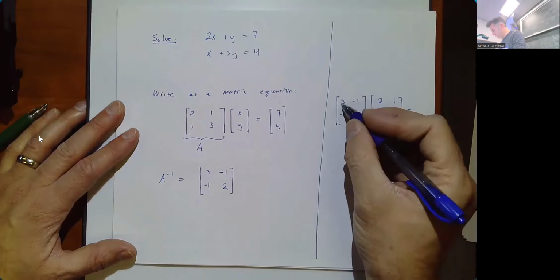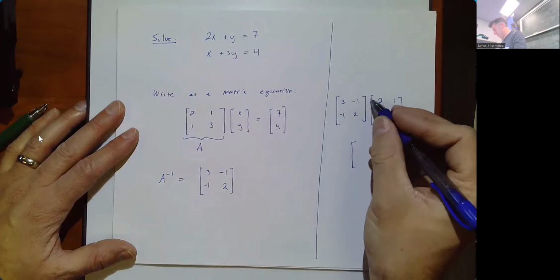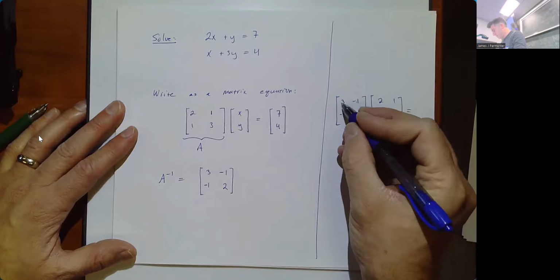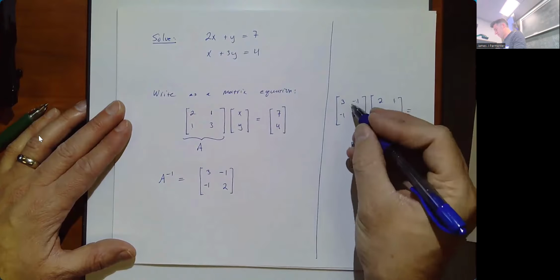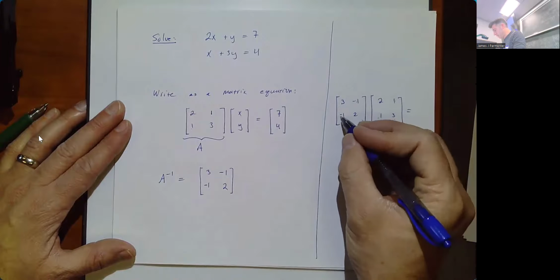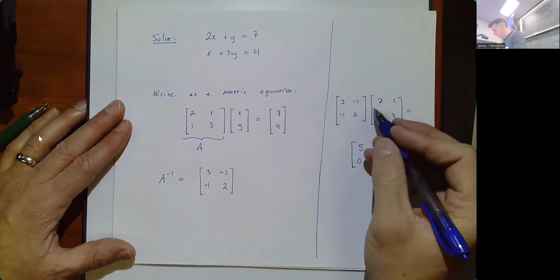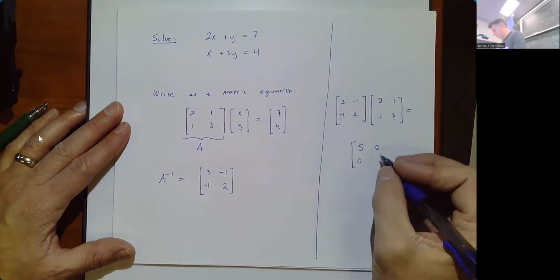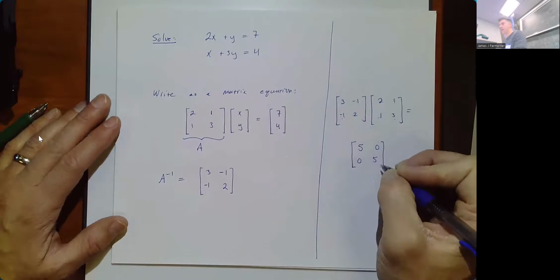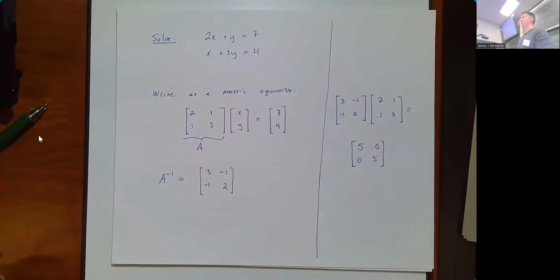3 times 2 plus -1 times 1 is 6 minus 1, which is 5. 3 times 1 plus negative 1 times 3 is 3 minus 3, which is 0. Negative 1 times 2 plus 2 times 1 is negative 2 plus 2, which is 0. And negative 1 times 1 plus 2 times 3 is negative 1 plus 6, which is 5. And if I just multiply this entire matrix by what, I would get the identity. Or divided by what, if you prefer.